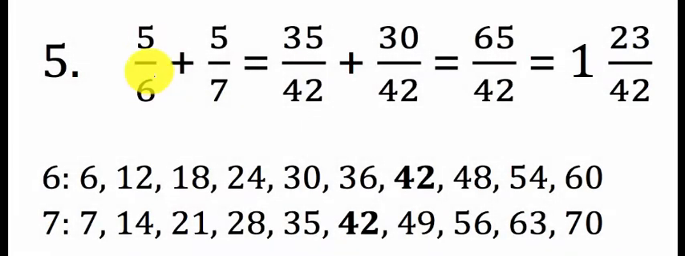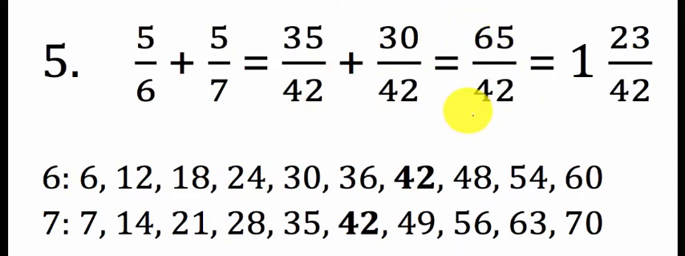For number 5, we have 5/6 plus 5/7. Now I have my multiples below, the first 10 multiples of 6 and the first 10 multiples of 7, and we have to go all the way down to here to see that we have 42 as a common multiple, so I'll use that as my common denominator. To get from 6 to 42, I have to times it by 7, so I multiply the top by 7. 5 times 7 is 35. And to get from 7 to 42, I have to multiply it by 6. So 5 times 6 is 30. So 35/42 plus 30/42 is 65/42.